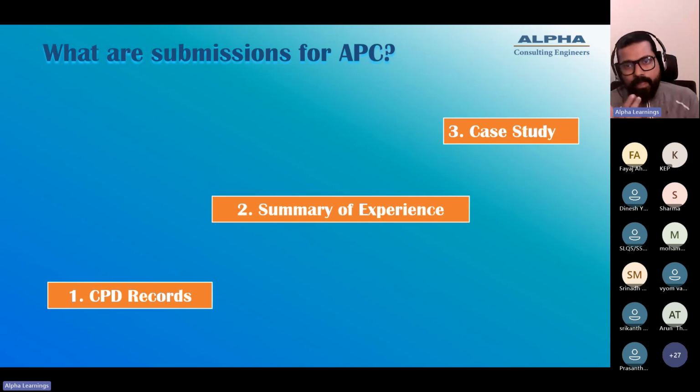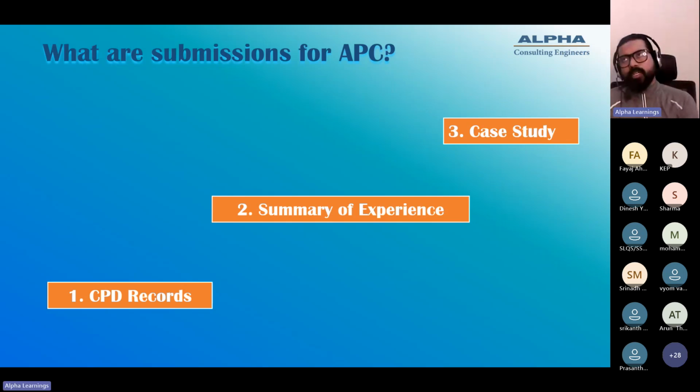Okay. Then case study. So you also need to submit one case study, around 3,000 words, on a challenge in a project, and how you have resolved it. Okay, so that needs to be on your technical competence. You need to write a case study. So these are the 3 submissions that you have to make to RICS before you do your preliminary submissions, or you are going for your final submissions. Applicable for both.